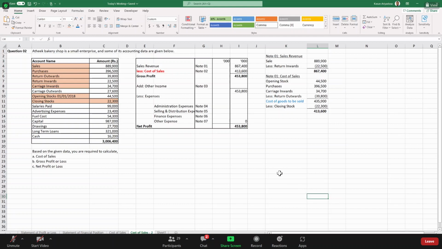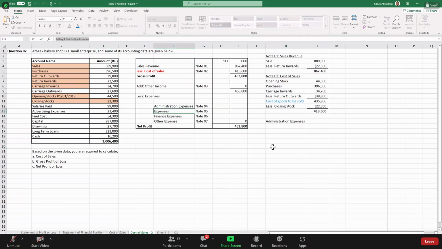Now then, we have calculated the gross profit. Now it's to calculate the net profit. So let's take administration expenses. There is no other income. I think other income is 0. Then we have administration expenses. We have selling and distribution expenses. I hope we don't have a lot of other expenses, finance expenses. Let's see.